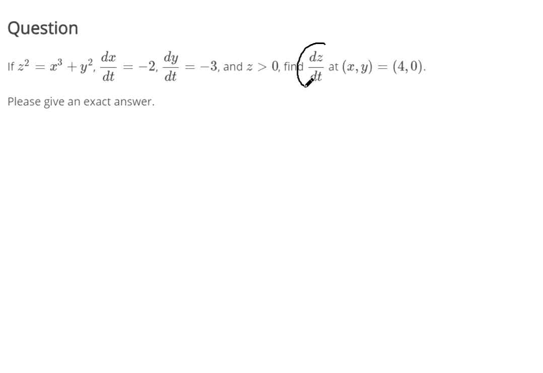They want us to tell them what dz/dt is, the derivative of z with respect to time, I assume, t. So we can write that in short. They want to know what z prime is.